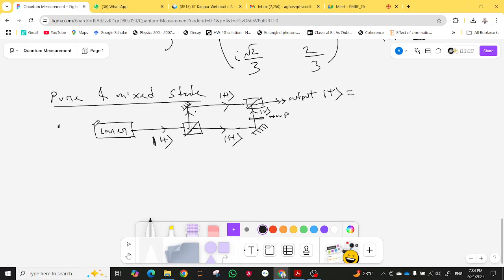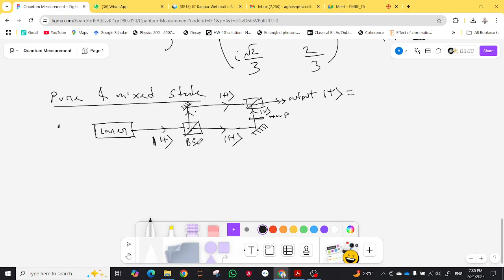So you have just one laser, and the laser is emitting horizontally polarized photons. First, this horizontally polarized photon is falling on this beam splitter. I am not telling the ratio yet. Suppose this is a 50-50 beam splitter or something else. The beam splitter reflects some portion and transmits some portion. The reflected part is then reflected by this mirror and goes to the second beam splitter.